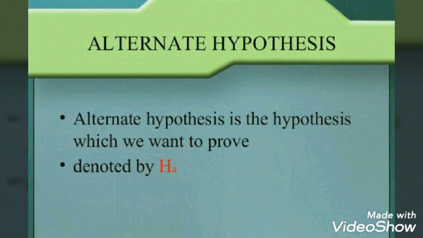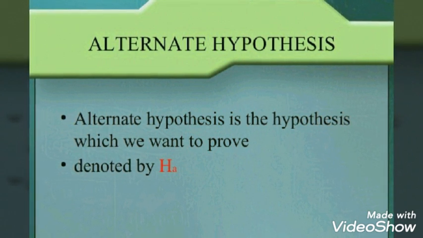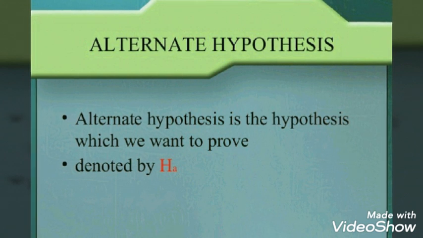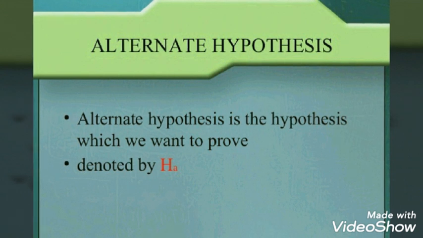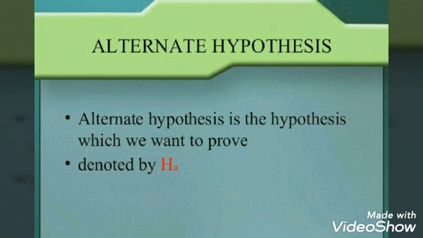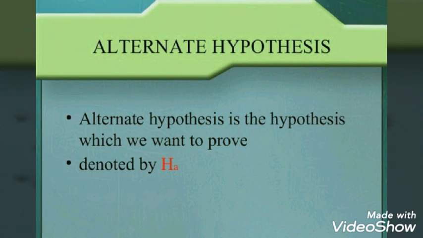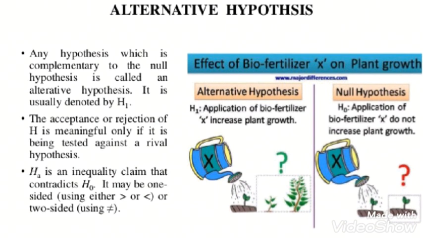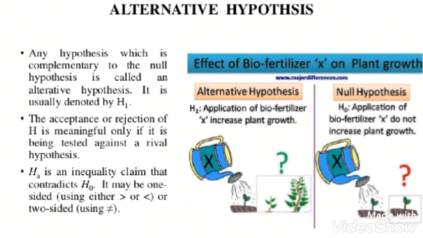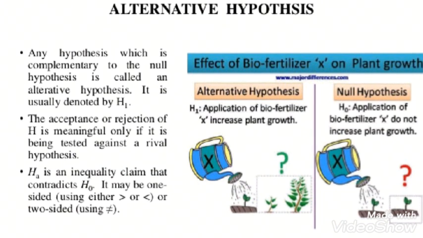Alternate hypothesis is the hypothesis which we want to prove and is denoted by HA, but mainly we write H1, H2, H3 and so on. Any hypothesis which is complementary to the null hypothesis is called an alternate hypothesis. It is usually denoted by H1. The acceptance or rejection of H is meaningful only if it is being tested against a rival hypothesis. HA is an inequality claim that contradicts H0.